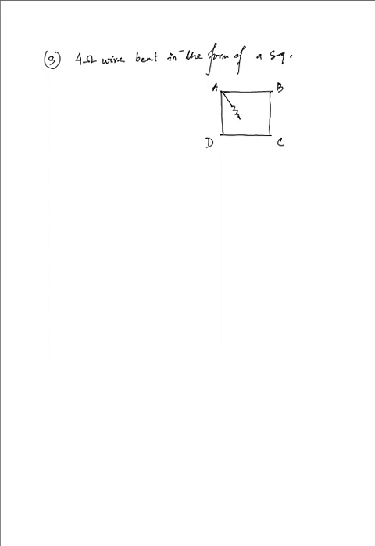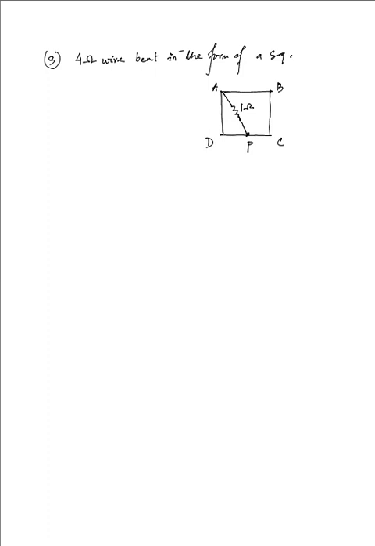Here's a bit where we have a 4 ohm wire bent in the form of a square. Now this is a 4 ohm wire bent in the form of a square. We have the points as A, B, C, D, suppose, and what happens is that we connect a resistance from A to a certain point P, which is lying in between D and C, and the resistance here is 1 ohm.